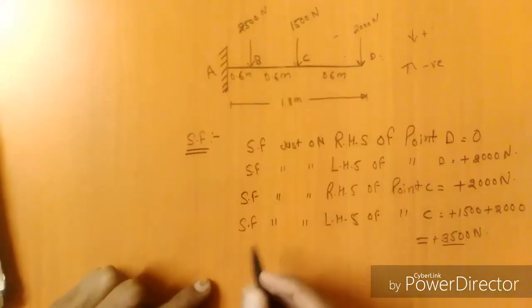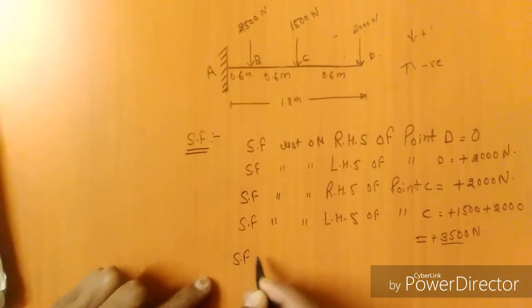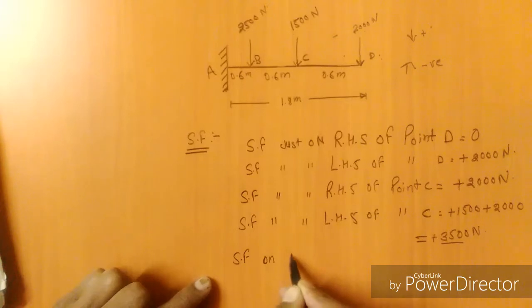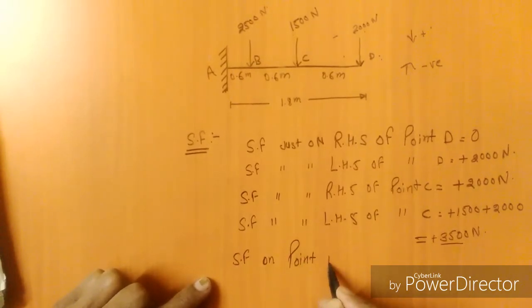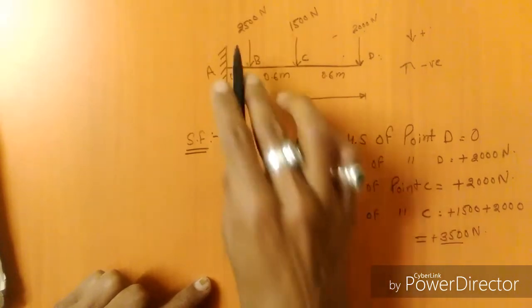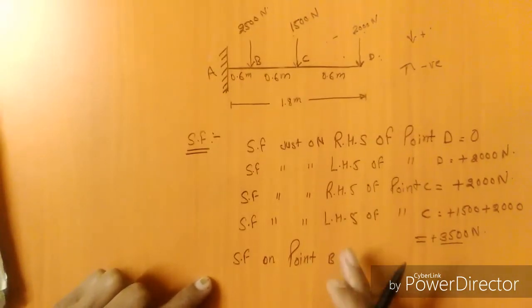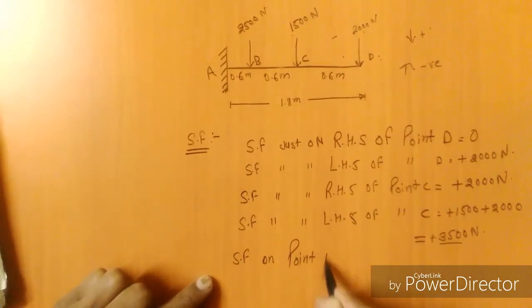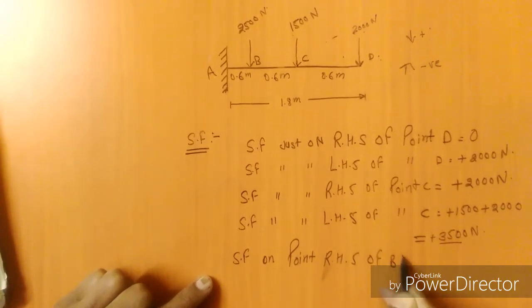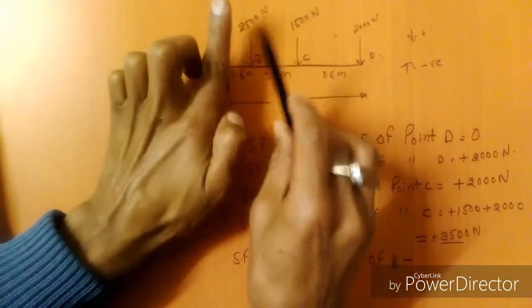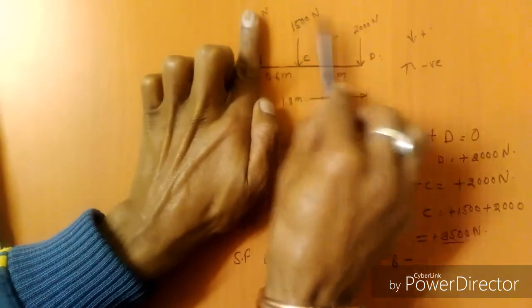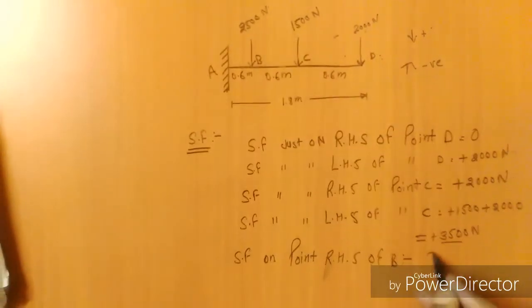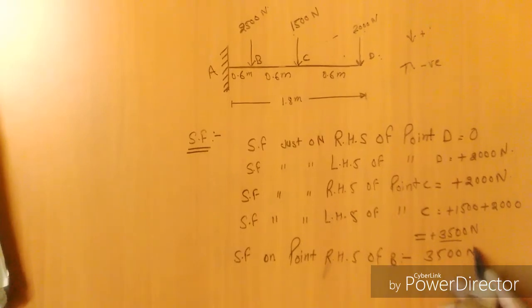After that, for point B, shear force just on the right hand side of point B: the same forces act, so that is 3500 Newton.